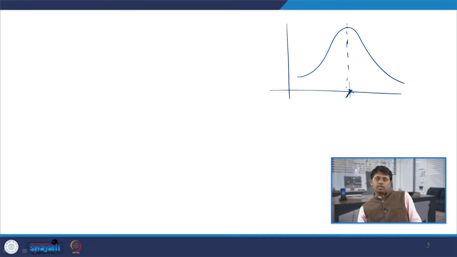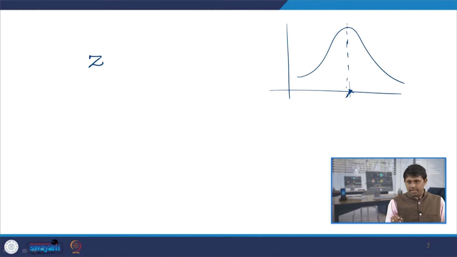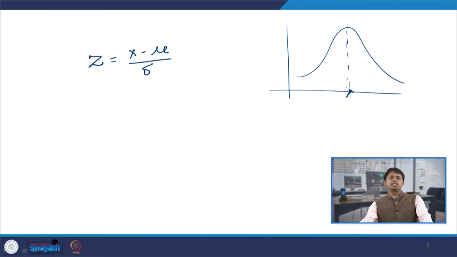So, how to get a standard normal distribution? It is usually denoted by Z. So, Z is equal to x minus mu divided by the standard deviation. So, x minus mu by standard deviation.